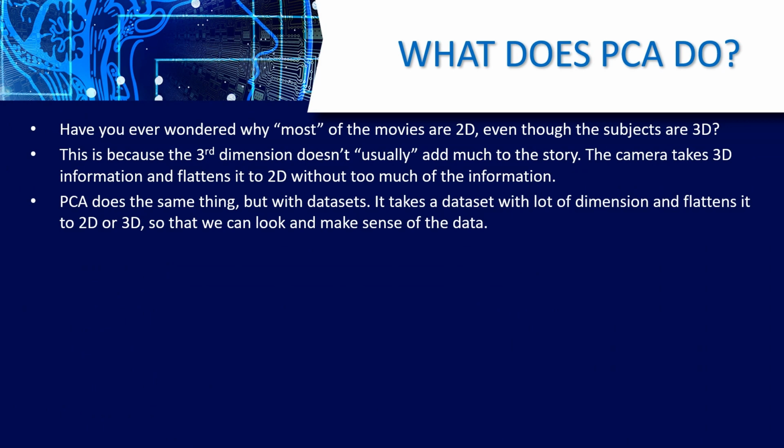So generally what does a PCA do? Have you ever wondered why most of the movies are 2D even though the subjects are 3D? Usually this is because the third dimension doesn't add much to the story. So the camera will take the 3D information and flatten it to 2D without losing too much of the information. PCA does the same thing but with datasets. It takes a dataset with a lot of dimensions and flattens it to 2D or 3D so that we can look and make more sense of the data.